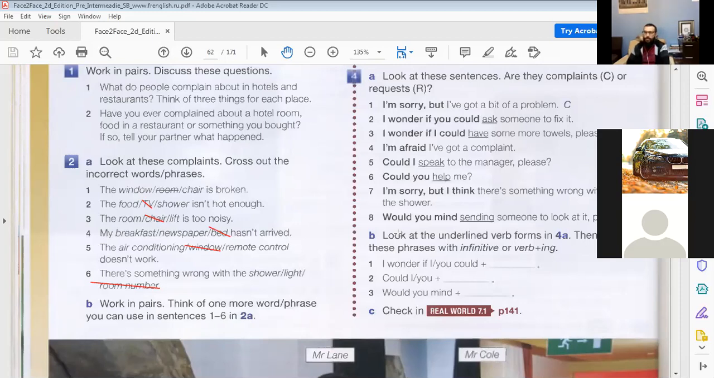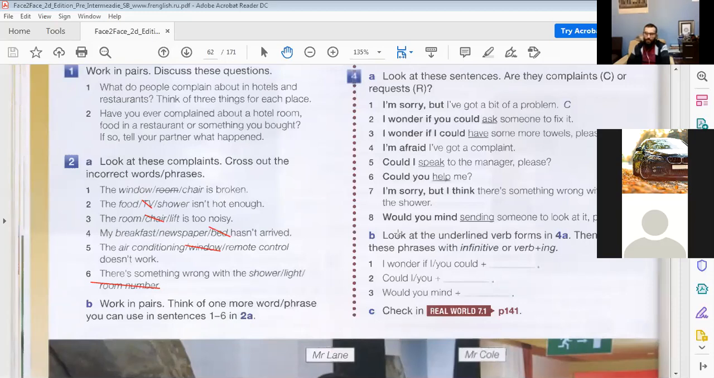There's something wrong with the shower. There's something wrong with the light. I think you can use it for almost anything, number six. There's something wrong with the heating. There's something wrong with the air conditioning. There's something wrong with the fridge. What else do we have in a room?